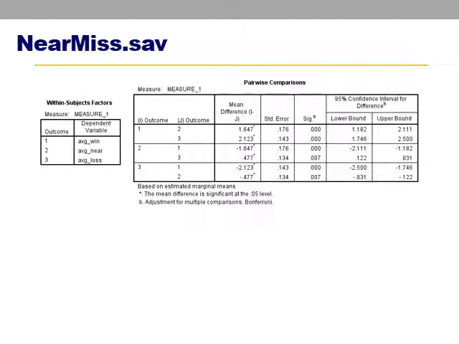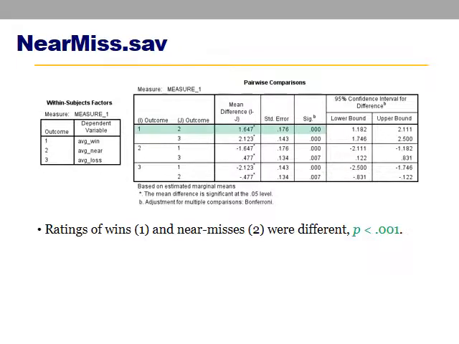Next, we will look at the pairwise comparison table to see the results of our Bonferroni post hoc comparisons. I've also included the within subjects factors key from the top of the output so that we can use that key to understand which groups are being compared against which in the table. The first row compares outcome 1 against outcome 2, or in other words, compares children's ratings of wins against children's ratings of near misses. The p-value tells us that this was a significant difference, and the mean difference tells us that children rated wins as more successful than near misses.